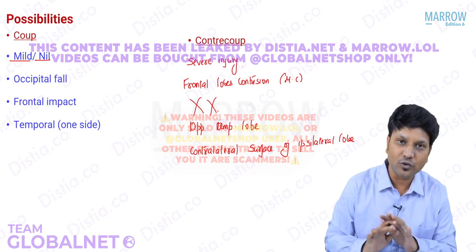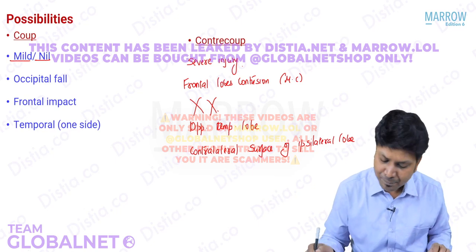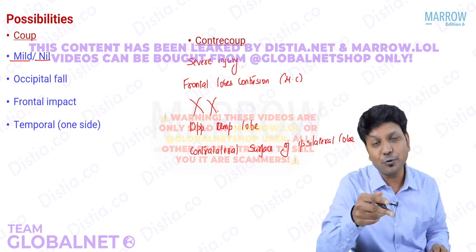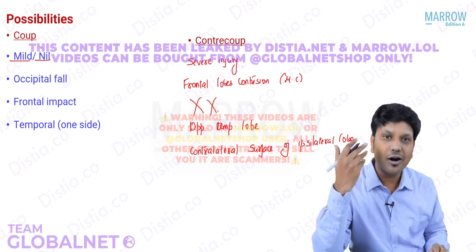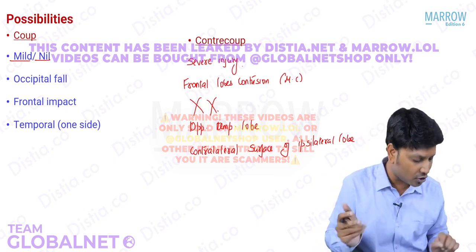Do remember, friends, I've told you all the possibilities that you can get in coup and countercoup injury. When there is an occipital impact, the frontal lobe will be contused, but the reverse is not true. When there is a frontal impact, the occipital lobe doesn't get injured. Fine. So do remember about this coup and countercoup injury.